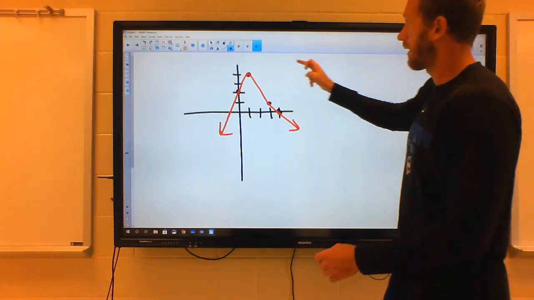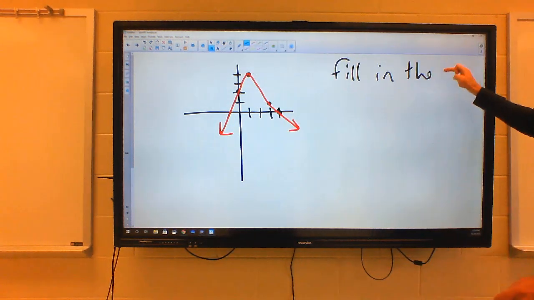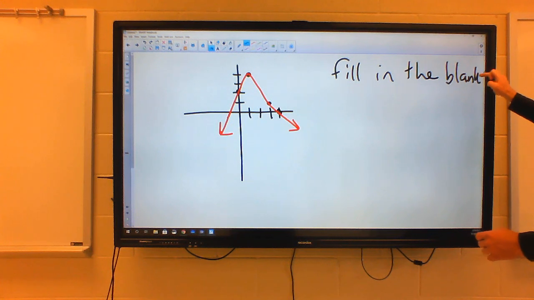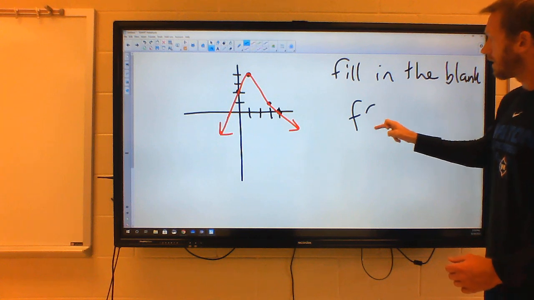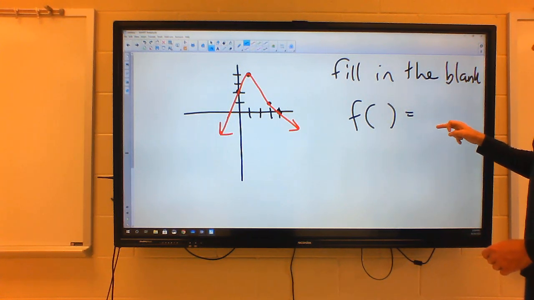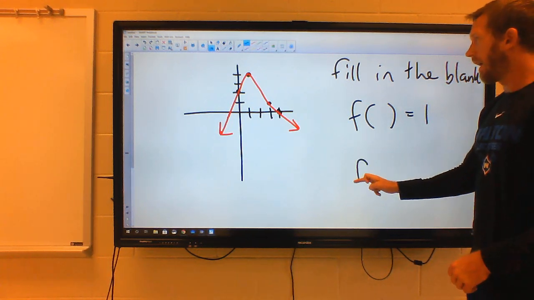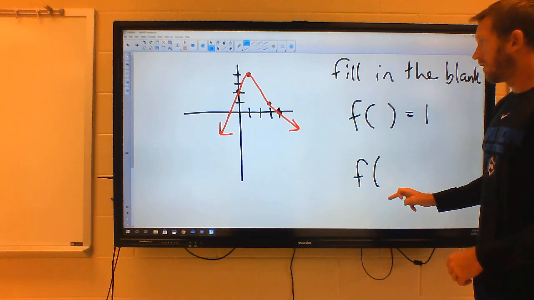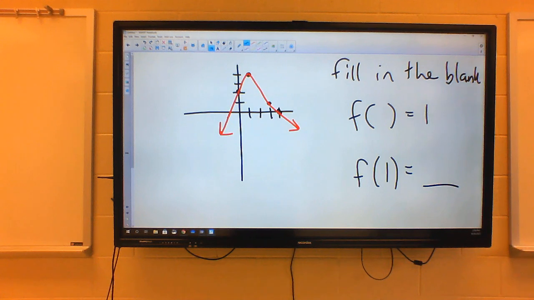I'm going to show you the other way that we could pose this. We could say fill in the blanks. Okay, fill in the blank. f of something equals 1. And then we could also say f of 1 equals something. So I might say fill in those two blanks. See if you can do that.